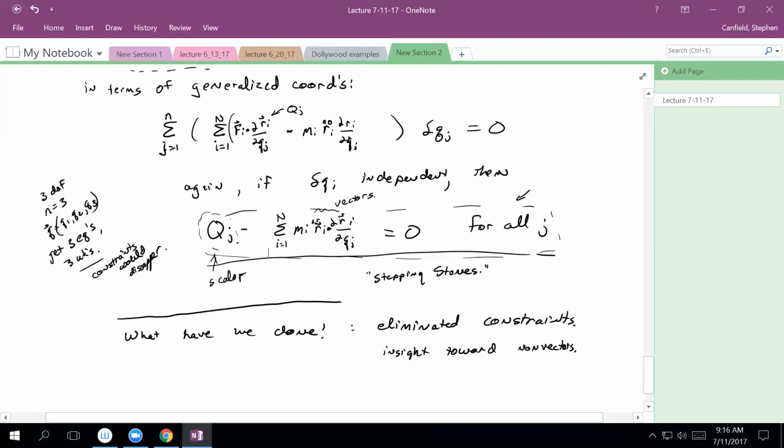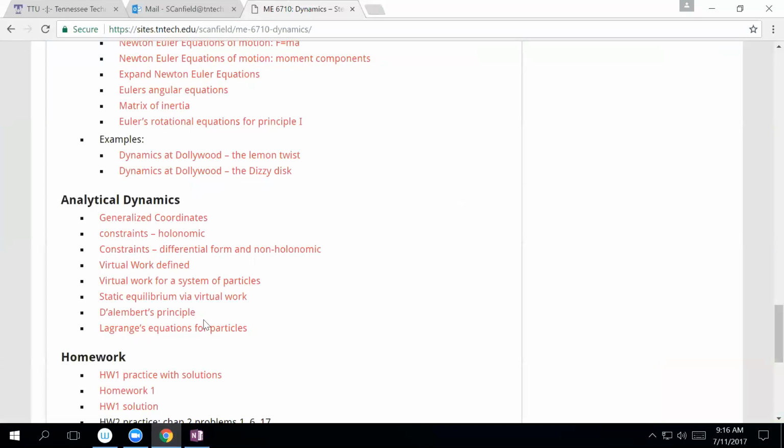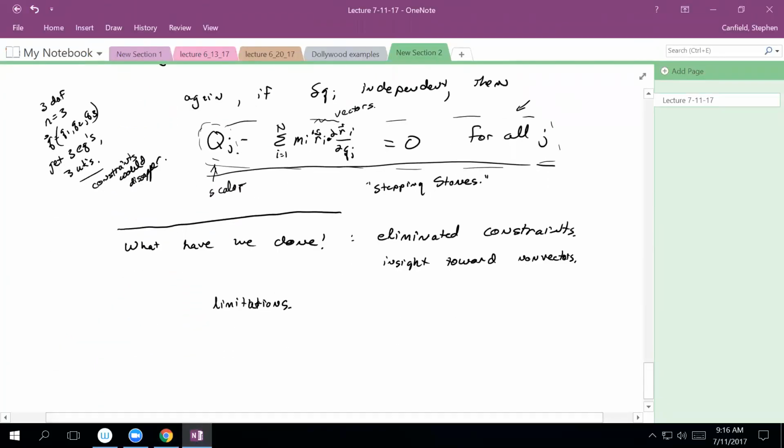And then I need to say one other thing. Are there some limitations? In the set of notes that I have online, I've tried to make the limitations very clear, and I did it in the virtual work definition. I'll list the limitations, but to see where they arise, go back and review. These limitations are primarily that they assume holonomic constraints. So we've eliminated the constraints, but that only works so far if they are holonomic constraints. So that's the primary limitation.